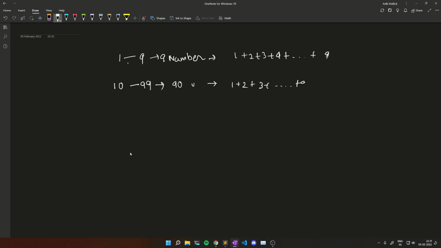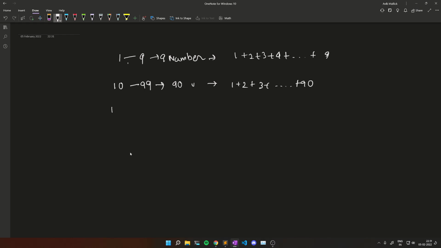For the first 1 to n, how many numbers are there? There are 9 numbers. Each number from 1 to 9 has the value 1 plus 2 plus 3 plus 4 plus dot dot dot plus 9. After that the numbers go from 10 to 99. How many numbers are there? There are 90 numbers, and these values will be like 1 for 10, 2 for 11, 3, dot dot dot, up to 90.